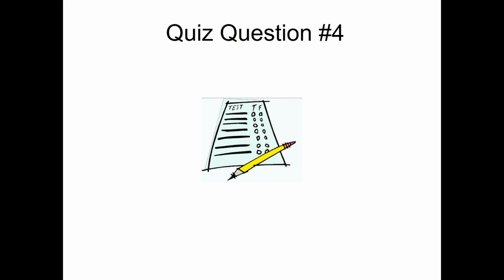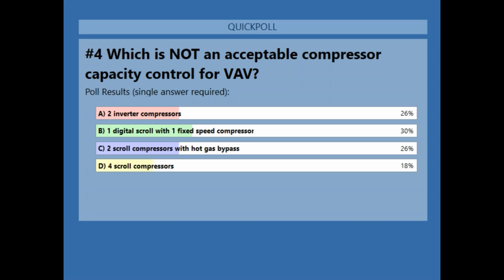I realized just right now that I wrote this question, so all 4 of the answers are actually acceptable answers. I forgot to put option E on there, which was going to be 2 scroll compressors. So I did not actually put a bad option on there.